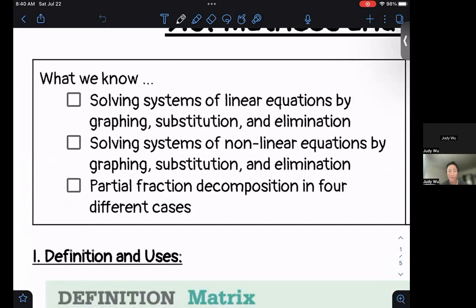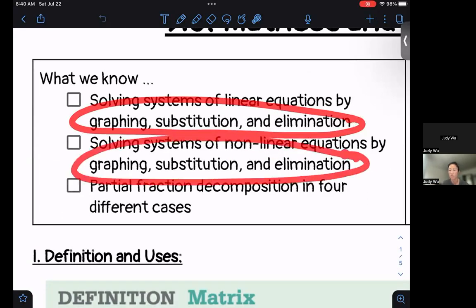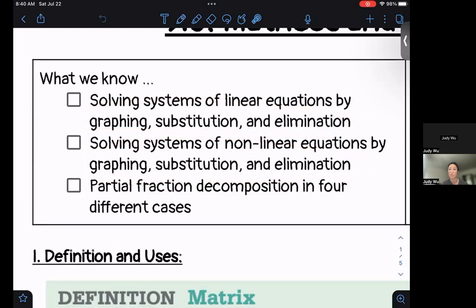Things we've talked about in chapter 9 so far include a lot of solving systems of equations. In particular, we've looked at solving systems of linear equations, and we've looked at solving systems of nonlinear equations. For both types of systems, we've looked at solving them with graphing, substitution, and elimination, right? No matter whether it's linear or nonlinear, we can graph them, we can use substitution or elimination or some sort of combination of those, right?